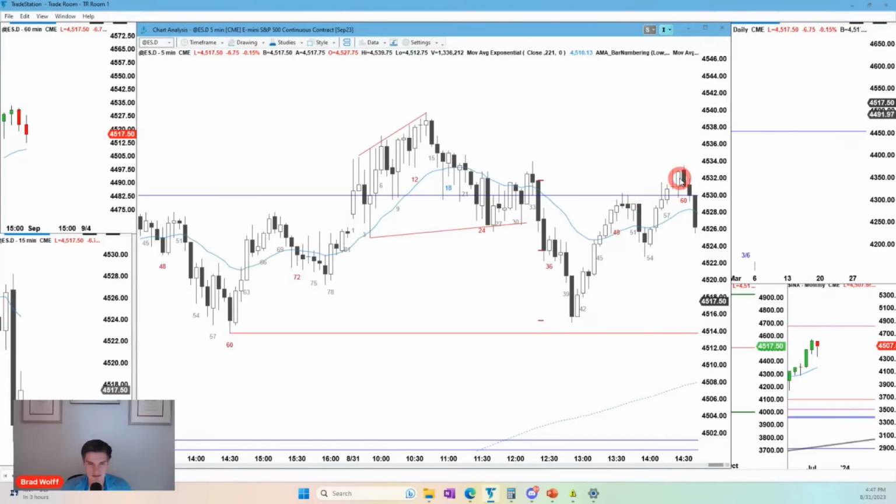Rally, pull back, second leg up. It's really dangerous to buy and scale in lower. You're much better off just getting out below a bar when you're disappointed. And this is that reason.